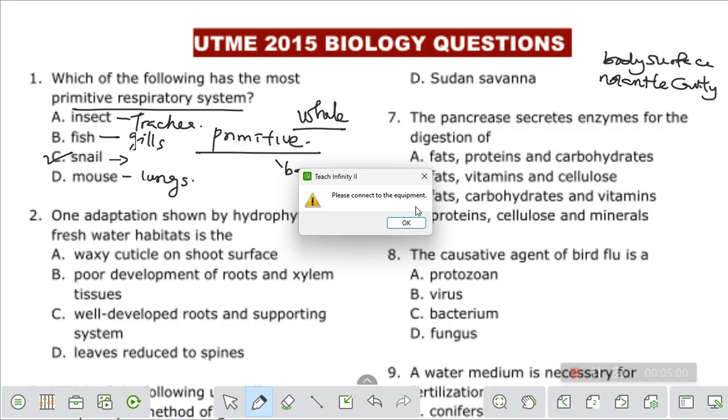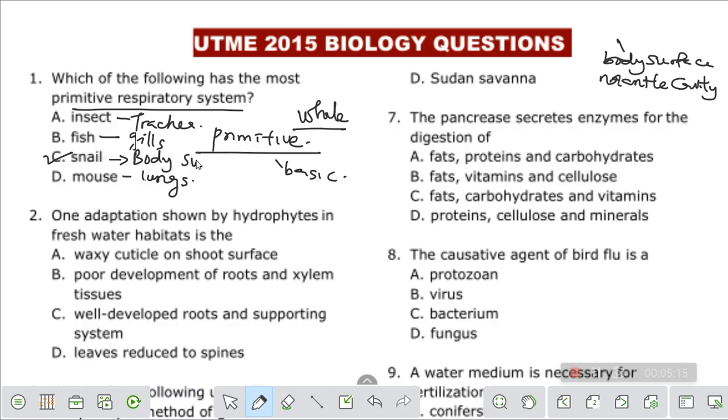lungs or trachea. So they can respire using the body surface, hence their respiratory system is not complex. So we just assume that they can use body surface, although they can use lungs or gills, and that one is called cutaneous respiration.